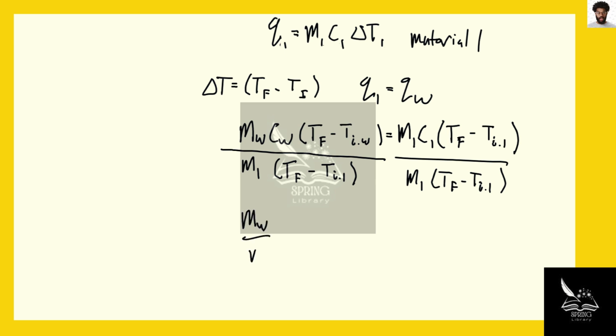MW over M1 times temperature final minus temperature initial water over temperature final minus temperature initial material, times the heat capacity of water is equal to the heat capacity of our material.